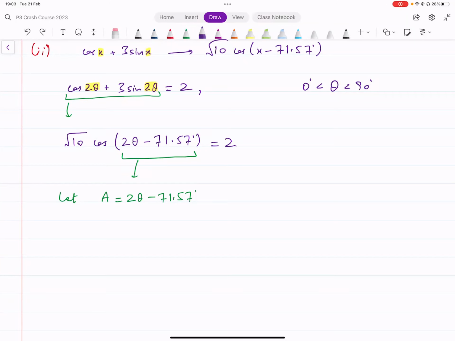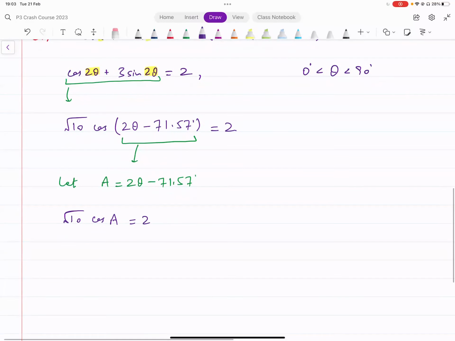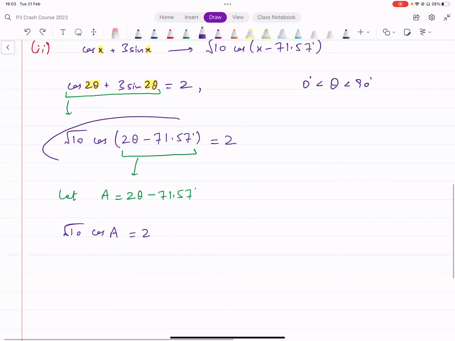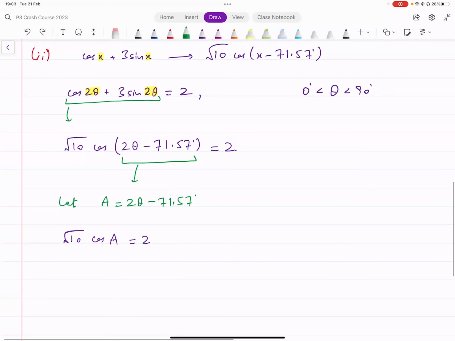So this equation would therefore become square root of 10 times cos of a equal to 2. And now you're just solving this equation instead of solving this complicated equation that you had before. All right. So replace this whole thing by another letter. You replace that with a. But remember, when you do that, the interval that you were given was for theta. You have to convert this interval to something in terms of a as well.